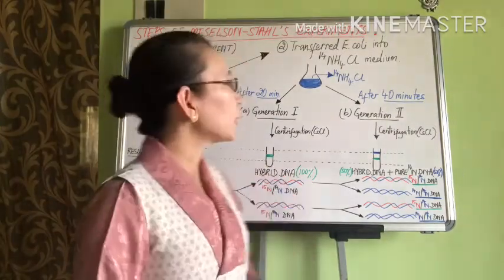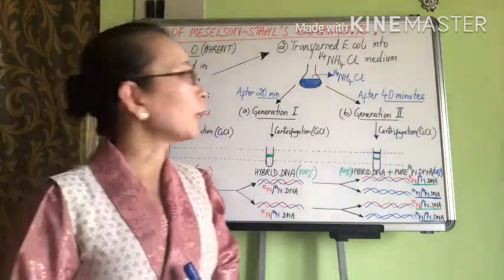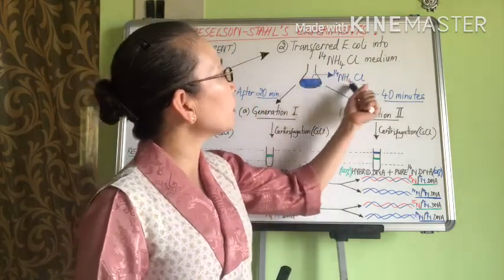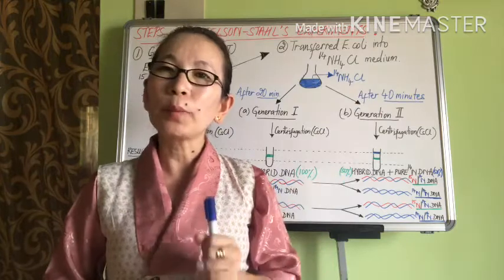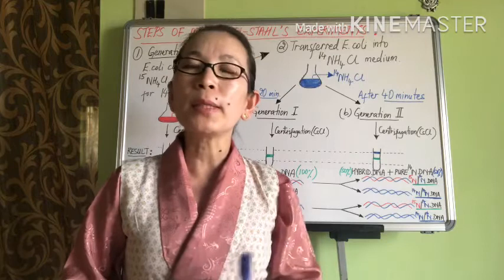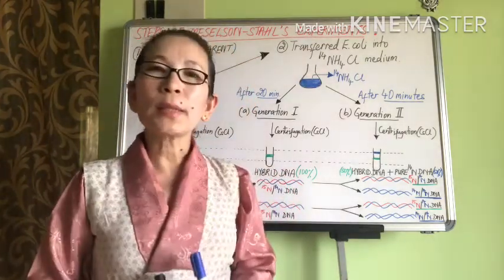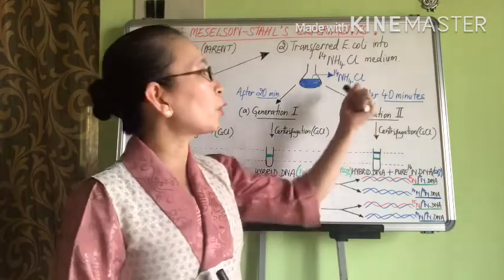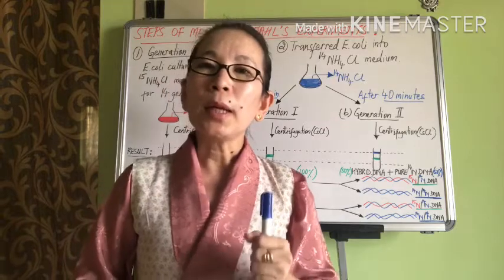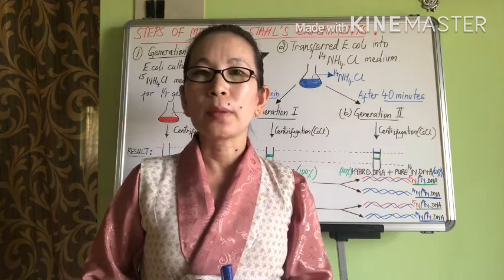Next, they transferred such N15 labeled E. coli cells into a medium that had the lighter N14 isotope in the form of N14 labeled ammonium chloride medium. And from now on, N14 medium would be acting as the source of nitrogen for the newly synthesized DNA. And you need to note that Meselson and Stahl isolated the DNA sample from the N14 medium after every 20 minutes because they knew that in every 20 minutes, E. coli cells would be completing one replication cycle.